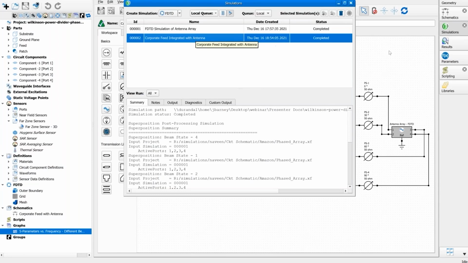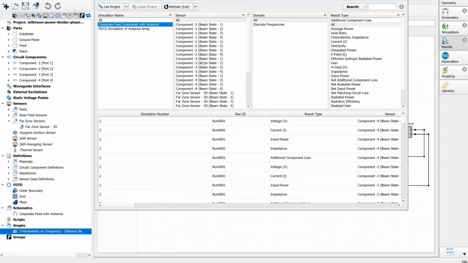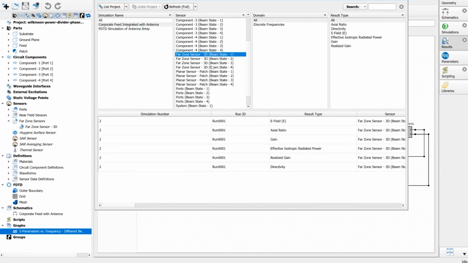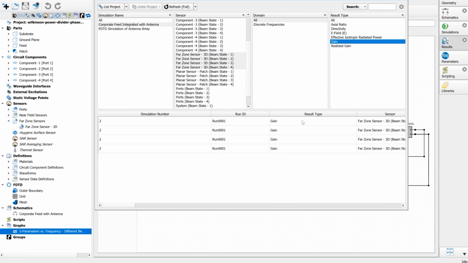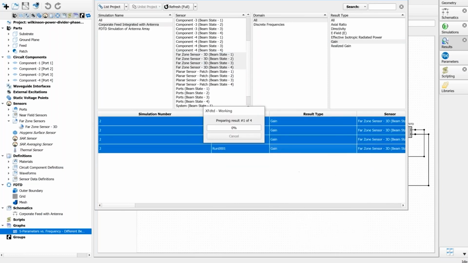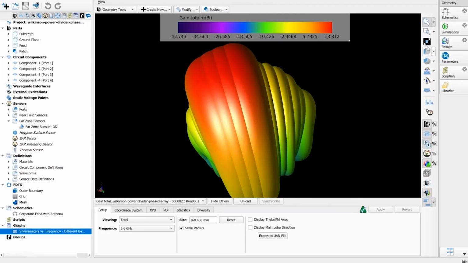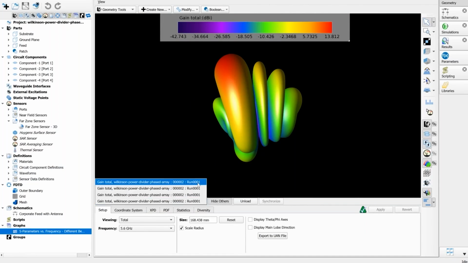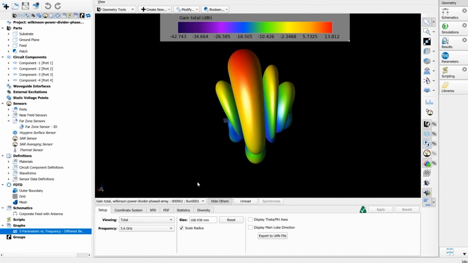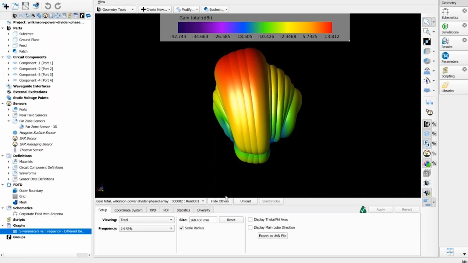Again, these results are instantly available, and so I can come into my result browser, scroll down, and find essentially my 4 3D radiation patterns, grab the gain for each, and view them. This allows me to view the results one at a time, so these are the different beam states that I have selected, or I can view them all at once.